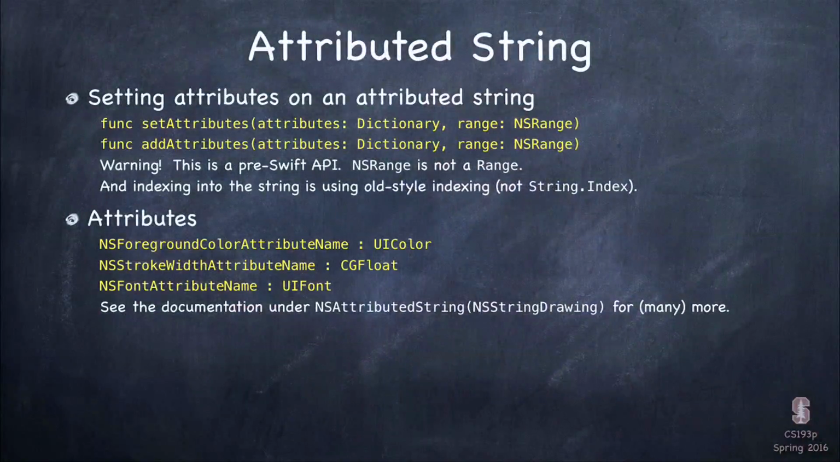By the way, I'm not going to ask you to do this very much in your homework, so don't worry too much about that. What are the attributes you can put in this dictionary? Well, exactly what you would expect. The foreground color is the color of the text. Stroke width is how thick you're going to stroke the text. The font attribute name is the font, the UIFont. There's a class called UIFont. You put those in a dictionary, and then you can set that for whichever characters you want in your attributed string.